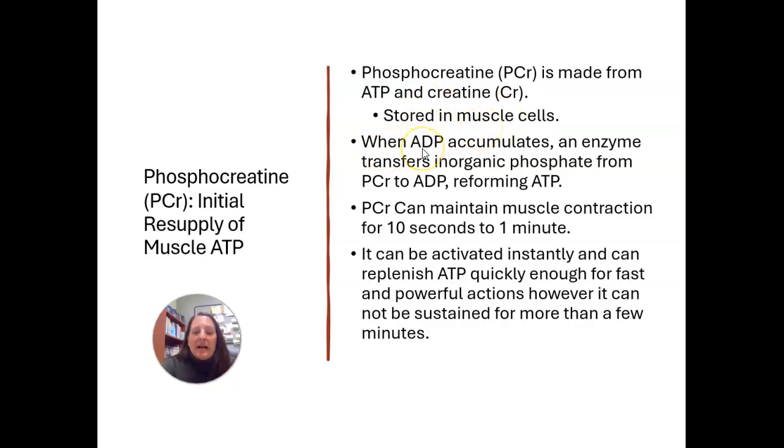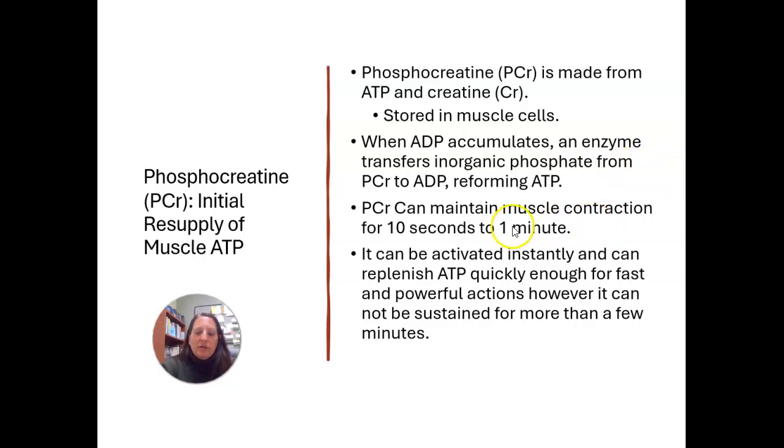When adenosine diphosphate starts to accumulate, there will be an enzyme that will transfer a phosphate group from phosphocreatine to ADP to reform ATP. So literally, we just pluck a phosphate group off of creatine and give it to ADP to form ATP. So it's a one-for-one swap. We're not making boatloads of ATP in this process.